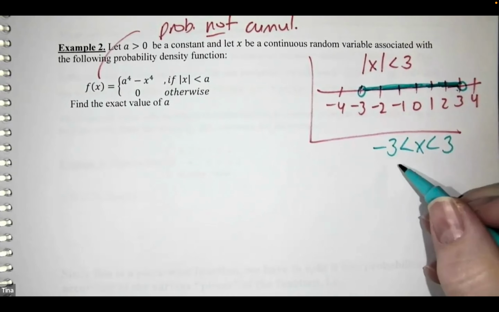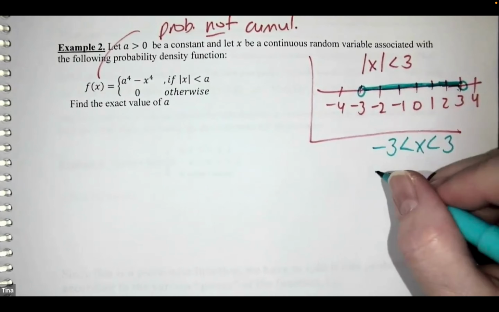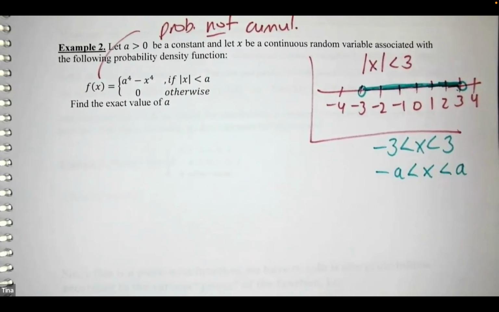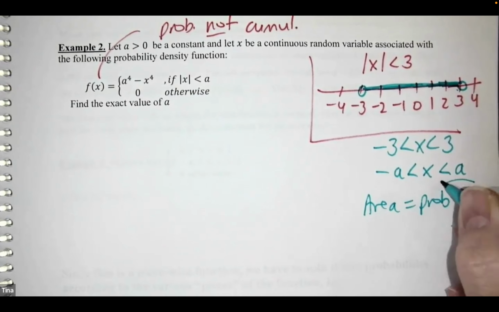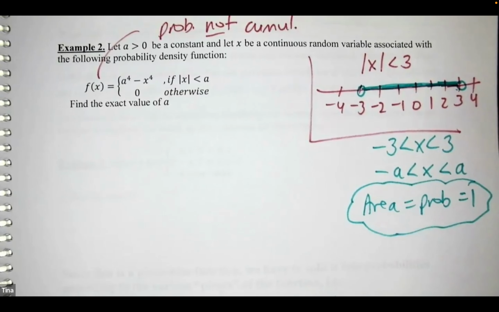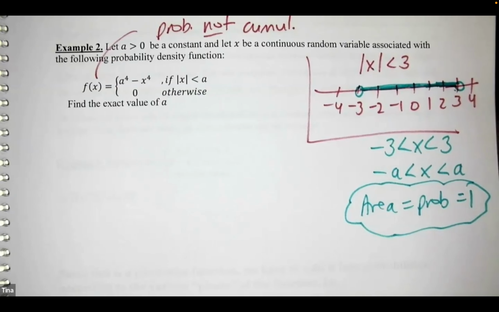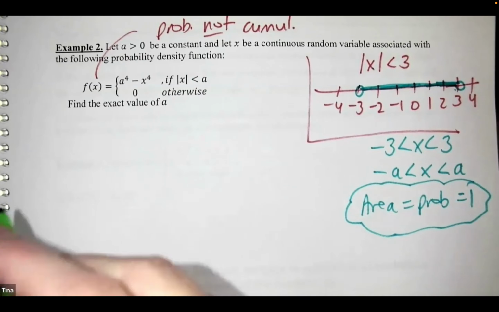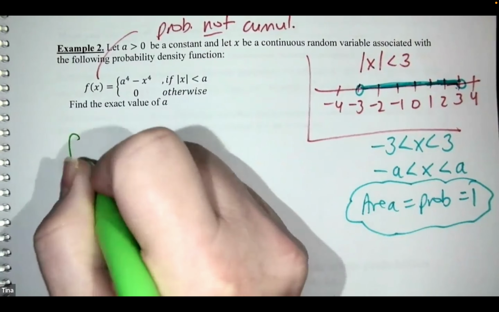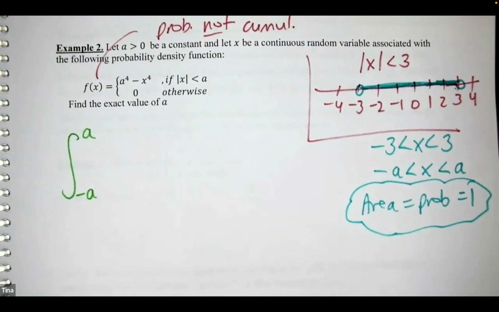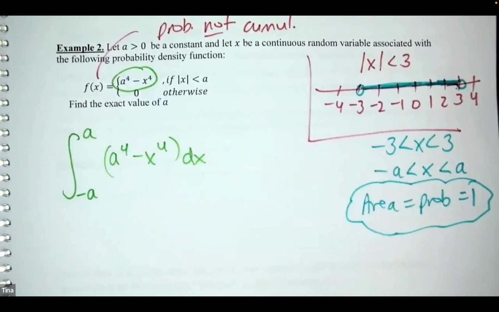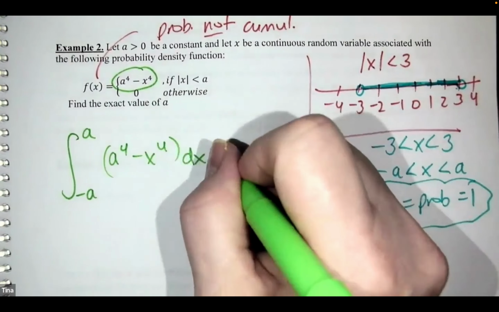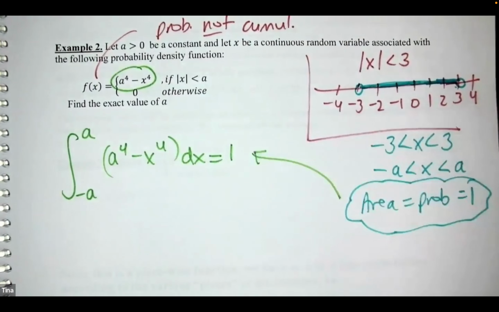So in general, absolute value of x less than a is really just all the numbers between negative a and a. And we know, of course, that the total area has to be the total probability, which is 1, under any probability density function, right? So if we know the total area has to be 1, then we can set it up. The integral from negative a to a of a^4 minus x to the 4 dx with respect to x has to be 1, right? And then we can just integrate.